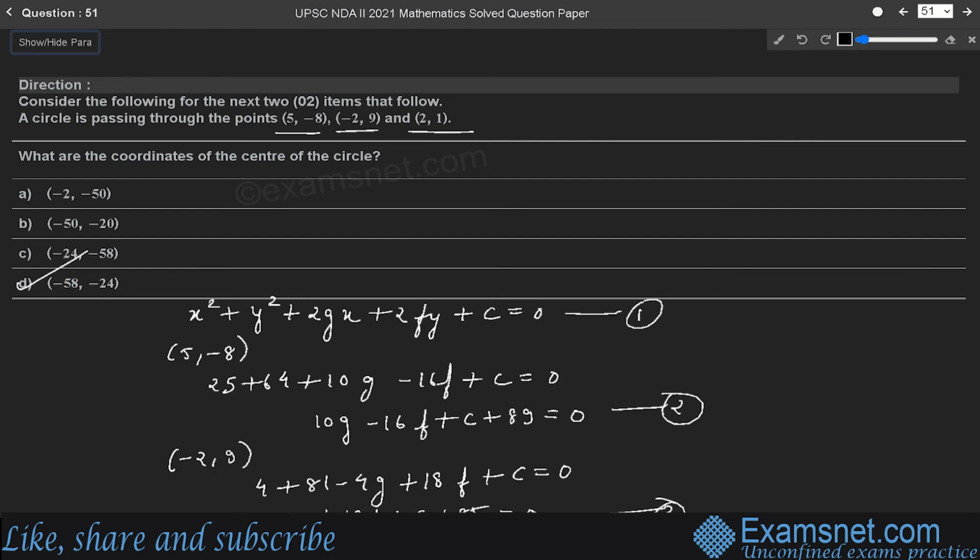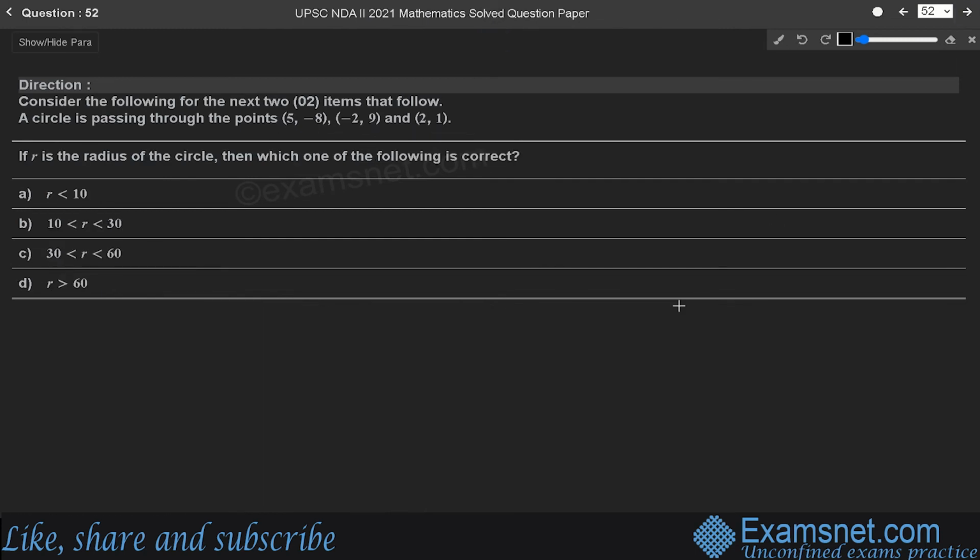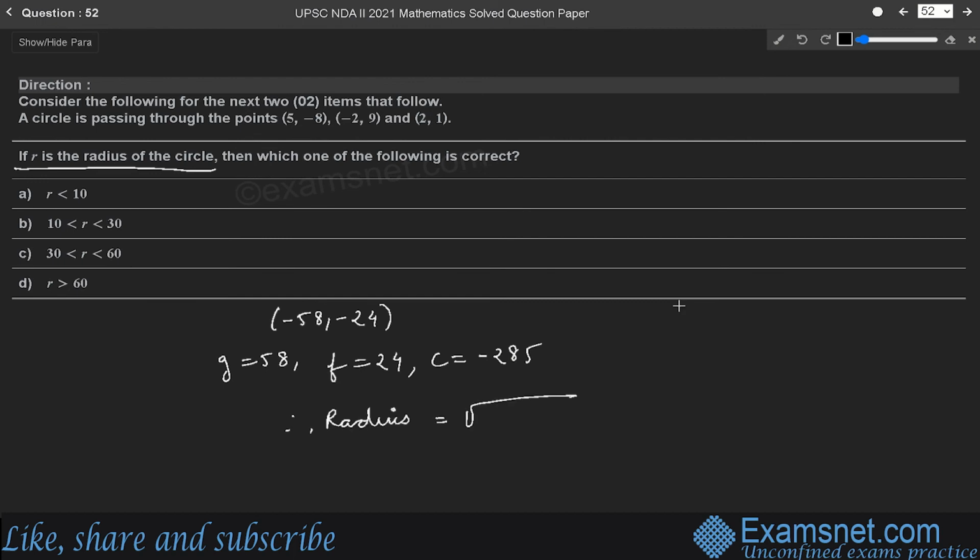Now let us look at the next part of this question. The directions are the same and we have to find which of the following is correct. It is given that r is the radius of the circle. In the last question, we found the center of the circle, which was minus 58 and minus 24. So g is equal to 58, f is equal to 24 and c is equal to minus 285 from the previous question. Therefore, radius will be equal to under root of g square plus f square minus c.